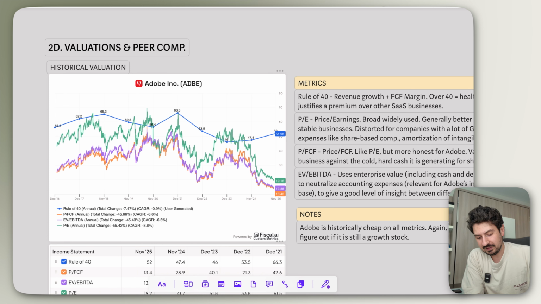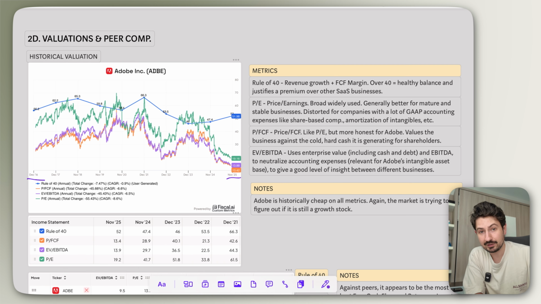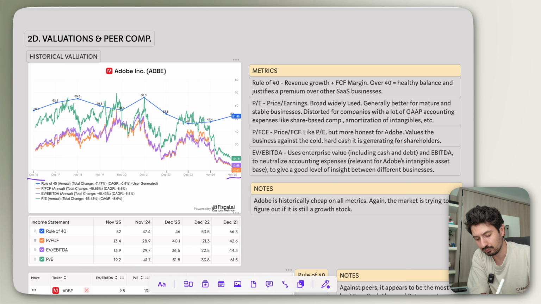So this is Adobe's historic valuation over the last 10 years, from December 2016 to November 2025. And these are the metrics that I wanted to look at. I'm not a SaaS industry pro, but when I was researching the company, these are the metrics that popped up as important to look at. So the first is the Rule of 40.